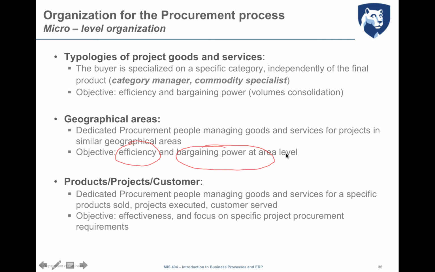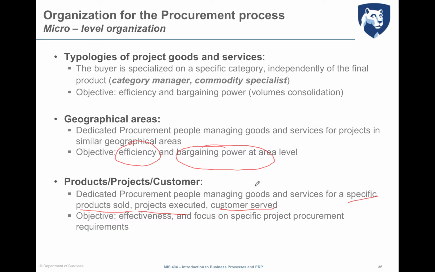Finally, there is also another option where I want to group resources not per input, so per geographical area or per purchasing category the company is interested in, but per output. So in terms of products, projects, or customers that characterize the company. I will dedicate procurement people managing goods and services for specific products sold, projects executed, or customers served.